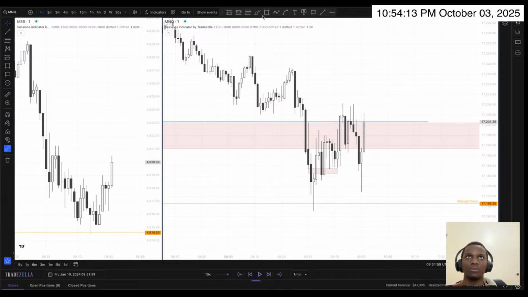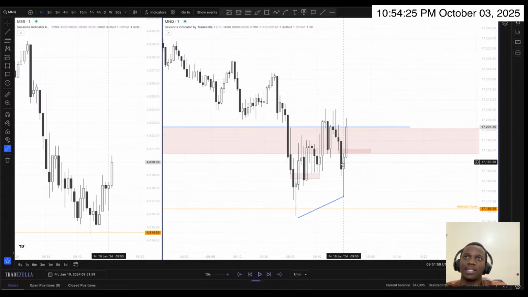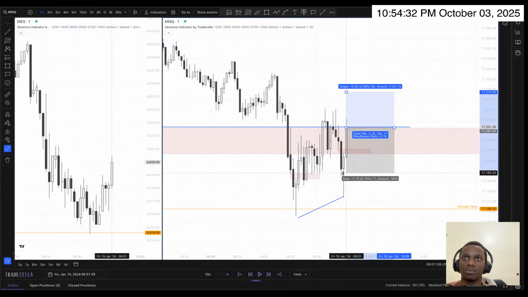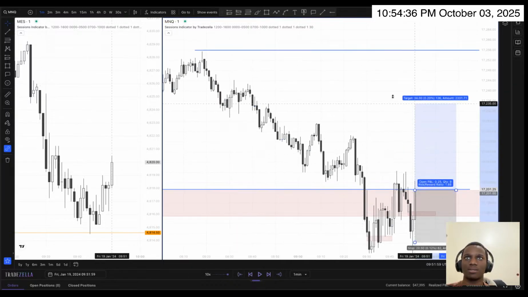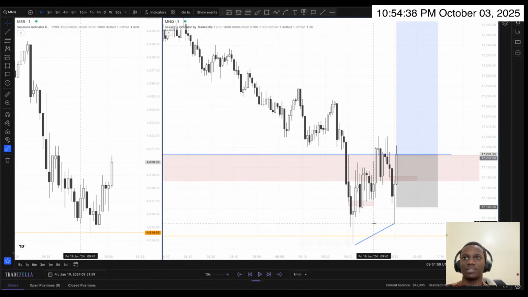Okay, now we form this SMT right there, and we have this internal inversion. Now here I can enter. It's 9:51. We're in the macro long position at the close. Stop loss right there. Target pre-market high, those highs, but that will be a really far target.